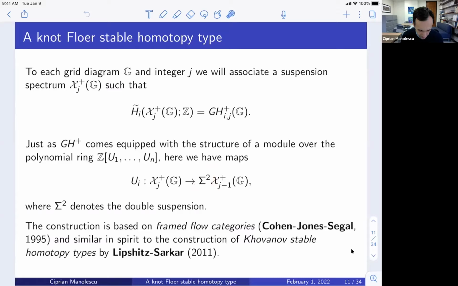Okay, so the construction is based on framed flow categories, the idea of Cohen, Jones, and Segal. And it's very much inspired by what was done for Khovanov homology, the Khovanov stable homotopy types, which were constructed by Lipshitz and Sarkar in 2011.